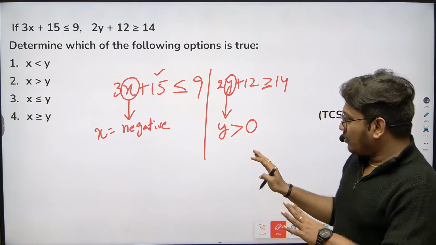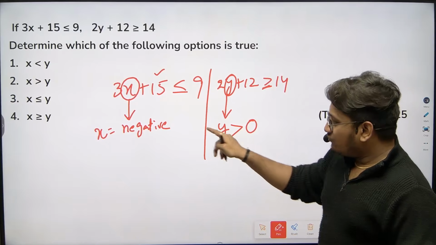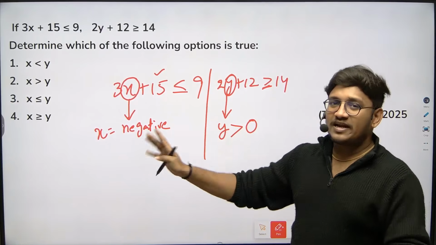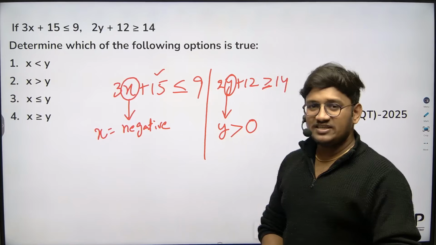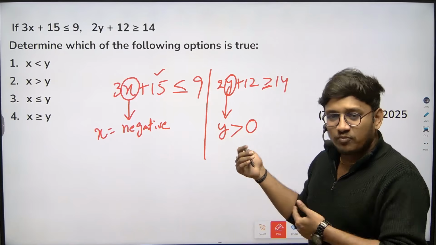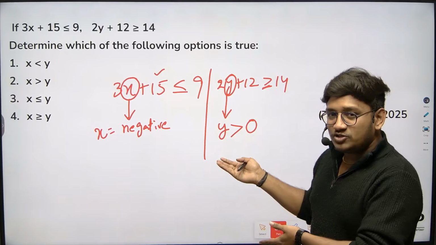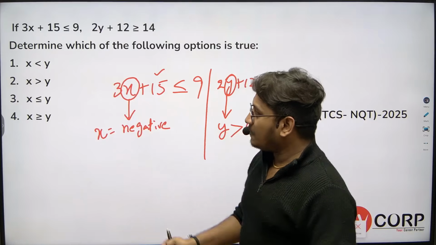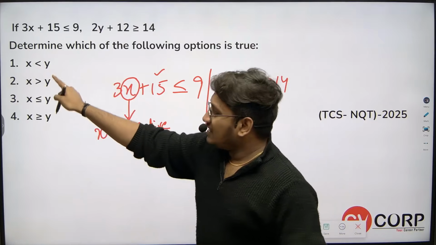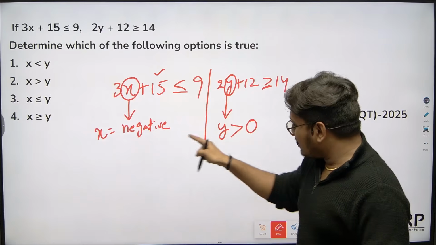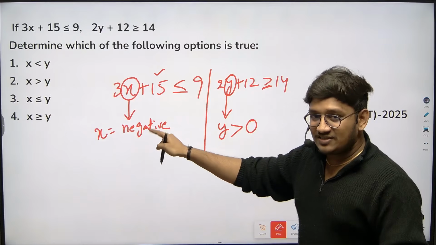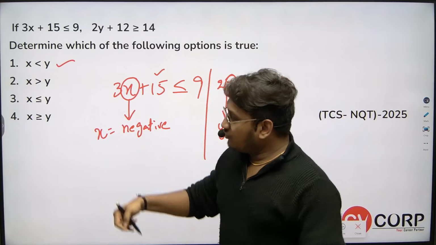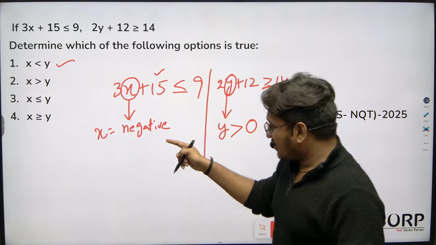Now if you compare the y value with x, obviously y should be greater than x, because x is negative and y is positive, and positive means it is more than 0. So out of all the conditions, this condition says that x is less than y. Is x less than y? Obviously, when x is negative and y is positive, x is less than y. This is correct. Now, is x greater than y?